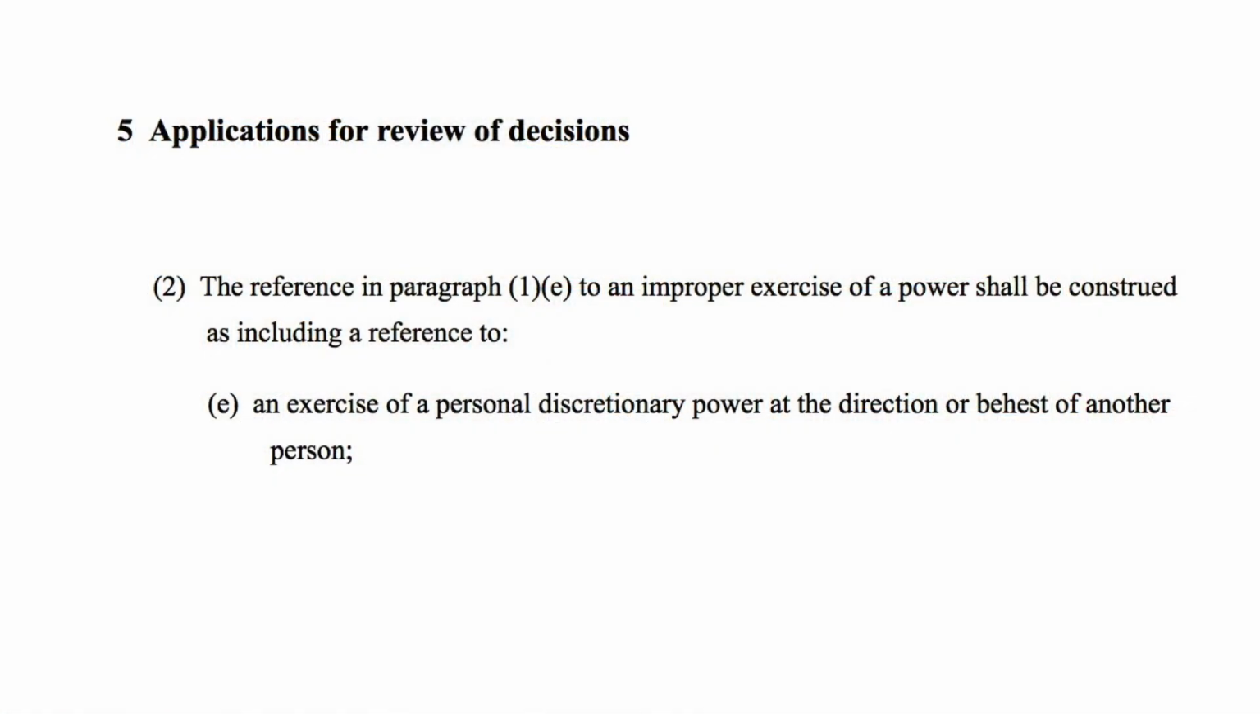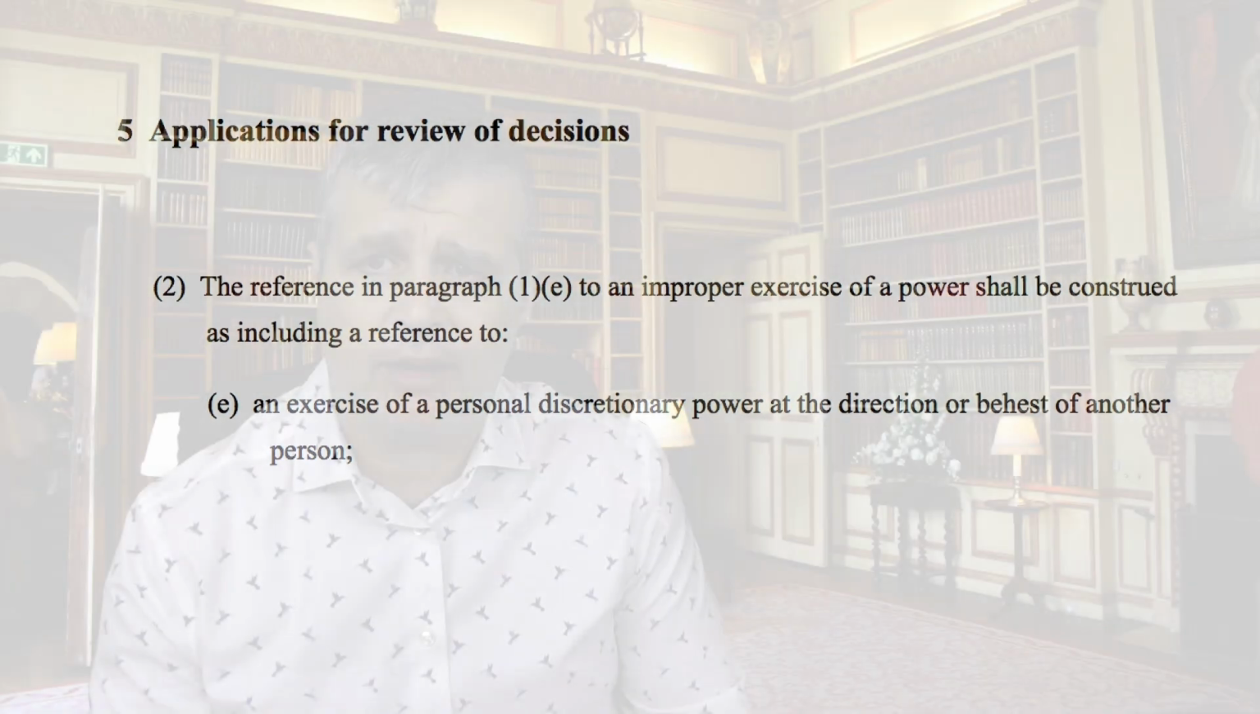We've actually met one already. They have a duty not to make a discretionary decision in bad faith. The next one I want to turn to is making a decision under direction. Section 5(2)(e) of the ADJR Act says that an exercise of a personal discretionary power at the direction or behest of another person is an improper use of power.